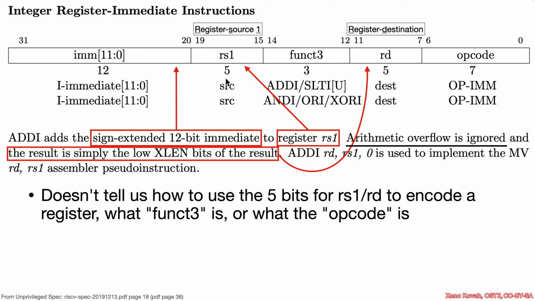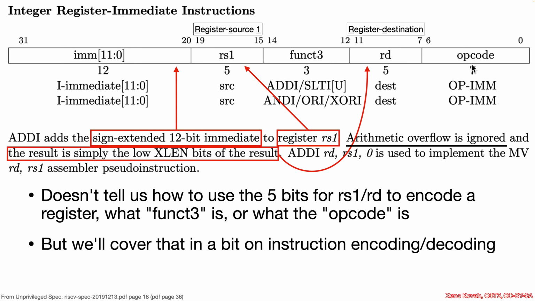They appear to be 5 bits, because this was 12 and this is 5. It's actually exactly 5 bits because you can count 15, 16, 17, 18, 19. 5 bits encode the source register, 5 bits encode the destination register. It doesn't tell us yet how those 5 bits are used, and it also doesn't tell us what this opcode is. But we'll be describing that later on when we talk about instruction encoding and decoding.